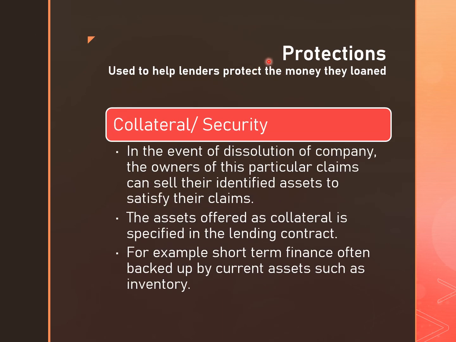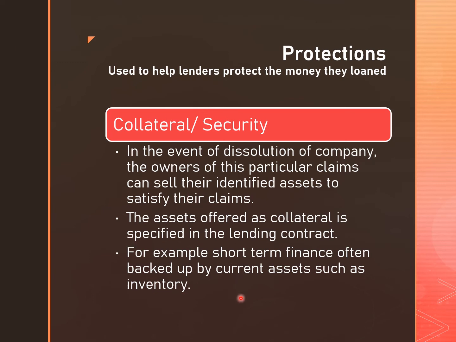Next, masih mengenai protection, kita akan tengok in detail on collateral ataupun security. In the event of dissolution, the owner of this particular claim can sell their identified asset to satisfy their claim. So the asset offered as collateral is specified in the lending contract. For example, short-term finance such as short-term loans is backed up by current asset such as inventory.